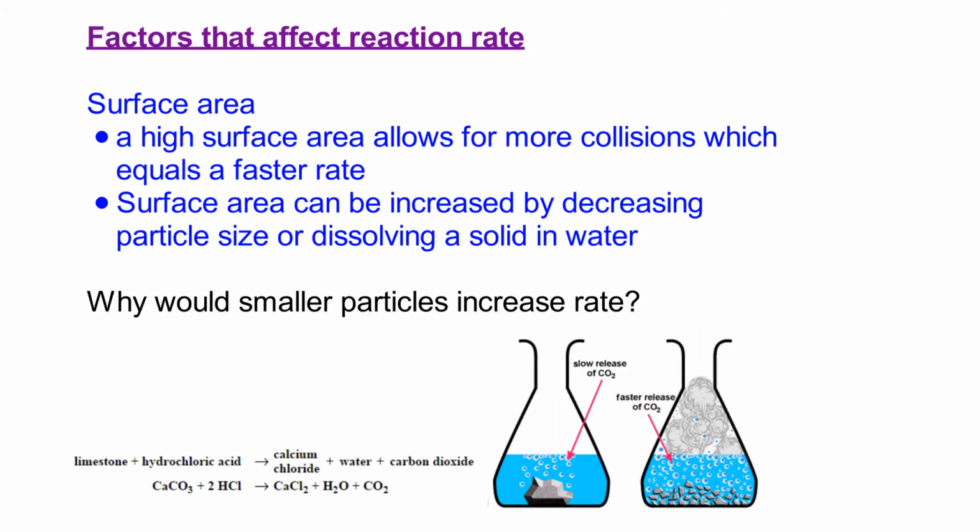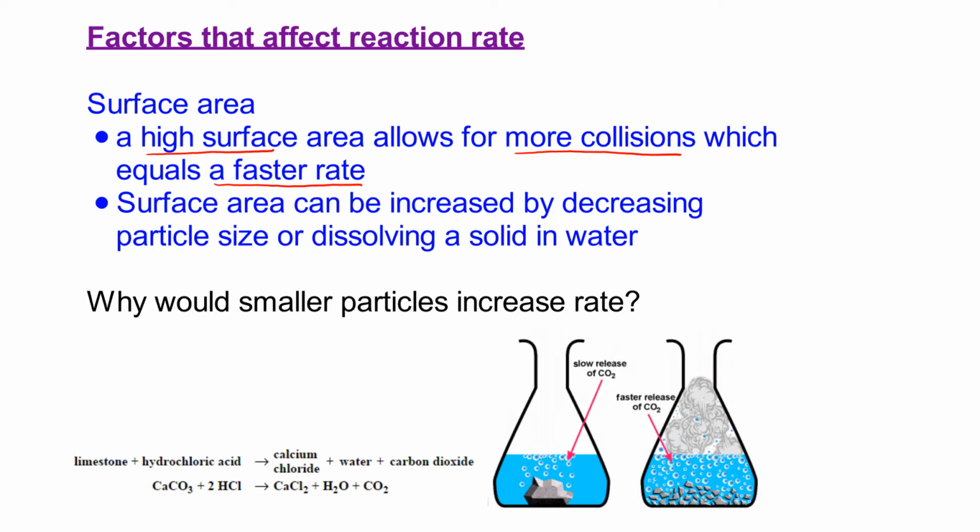So there are four things that affect reaction rate. The first one is the idea of surface area. If you have a higher surface area, it allows for more collisions to happen, and the more collisions that happen at a faster rate generally means that we're going to have more successful collisions. So you can increase surface area by simply decreasing the particle size or dissolving something in water.